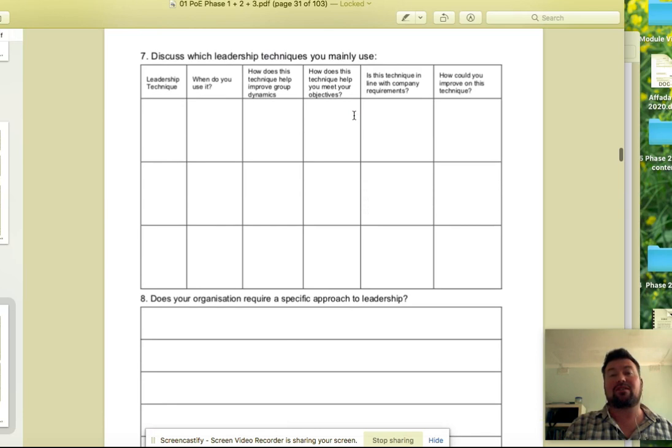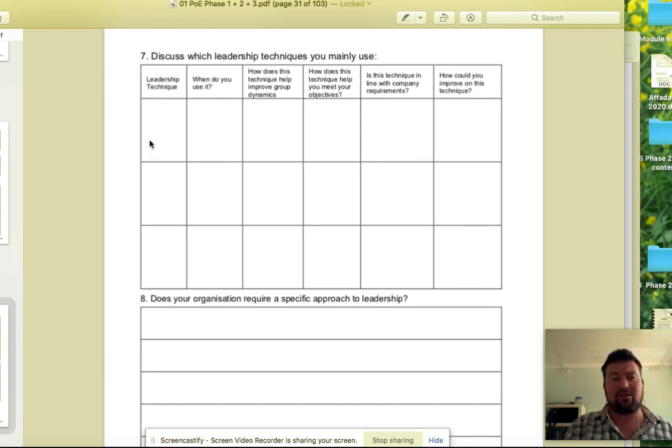Then over here, you are going to do an analysis. So go for your autocratic, democratic, and maybe results driven. When do you use those different techniques? How does this technique help with group dynamics? How does it help you to meet your objectives? And is this technique in line with company requirements? Well, very much so. Most of them should be yes. It depends on your company's culture. And then how could you as an individual improve on that specific technique?